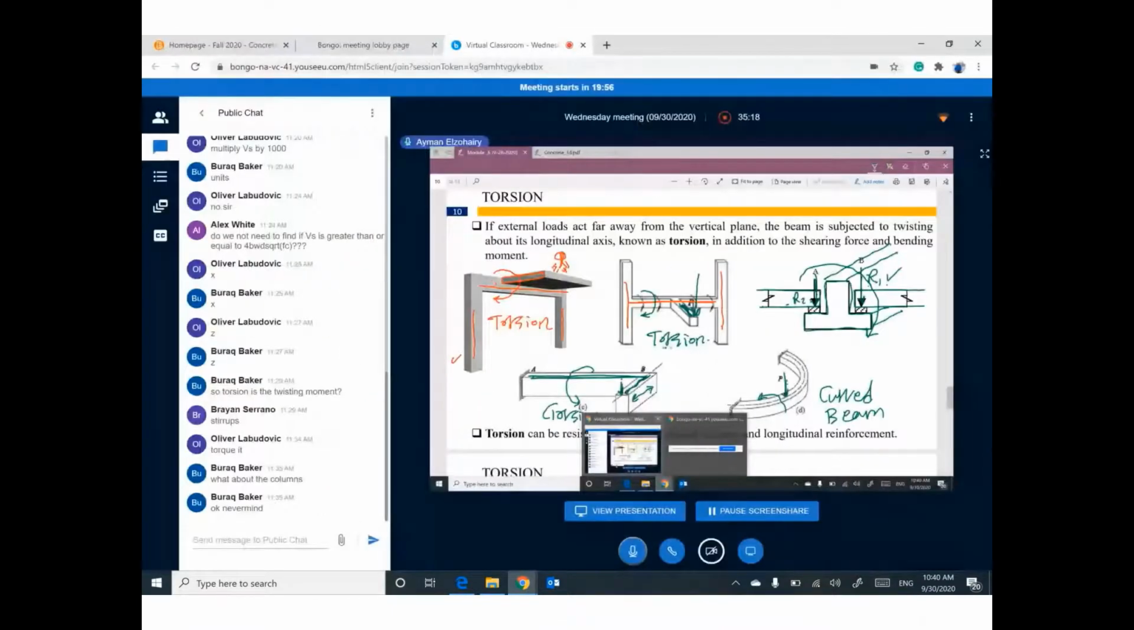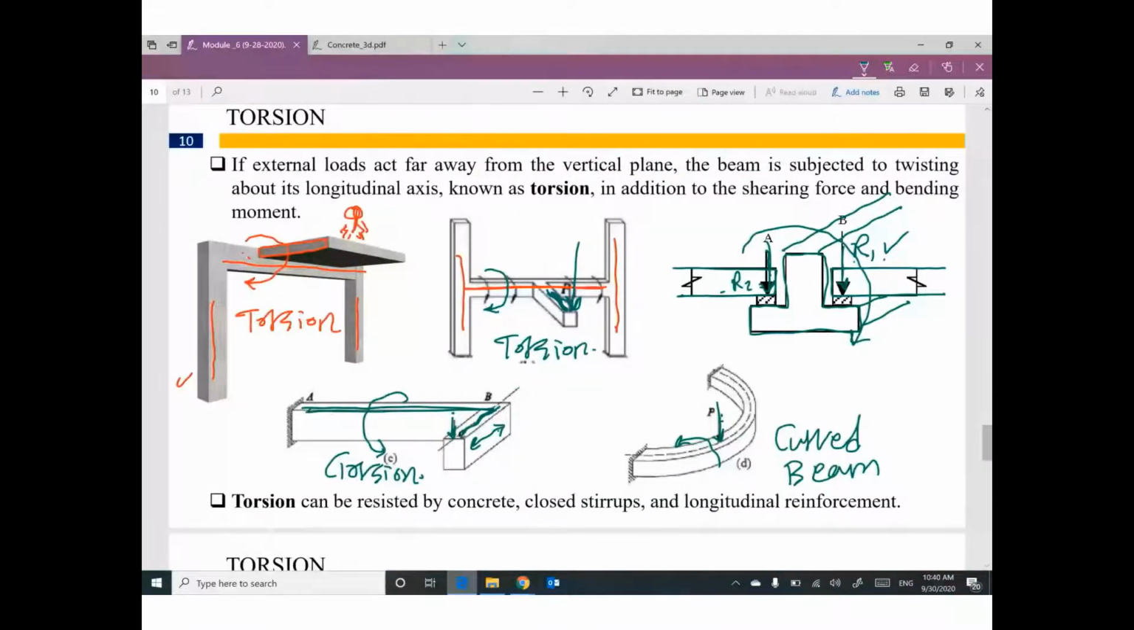Okay. So we have stirrups. We need to put stirrups in this beam, and these stirrups must be closed stirrups. We need to figure out the spacing between these stirrups and the size of these stirrups. That's it. It's very easy. Very easy.